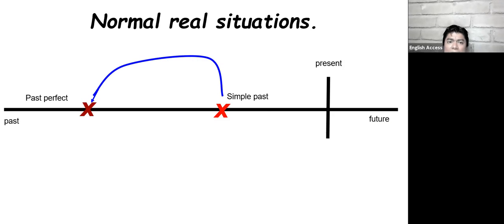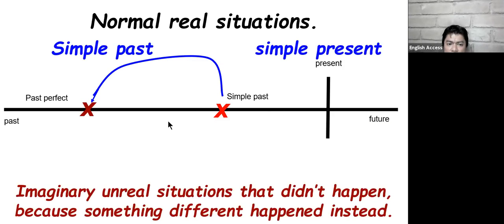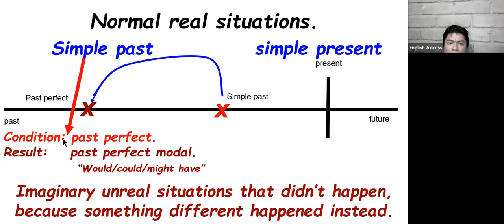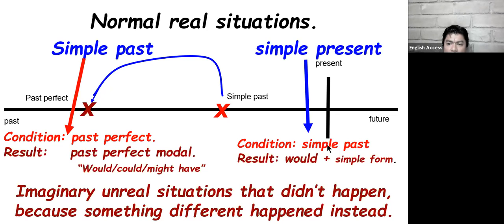Now, this is in a normal situation, the real ones. How do they work in the imaginary situations? Imaginary and real situations that didn't happen because something different happened instead. The simple past moves to past perfect. And the simple present moves to simple past.